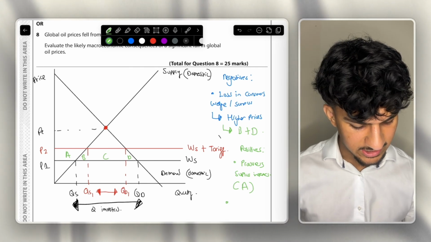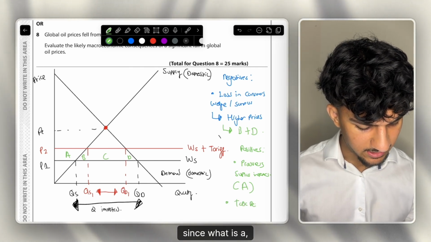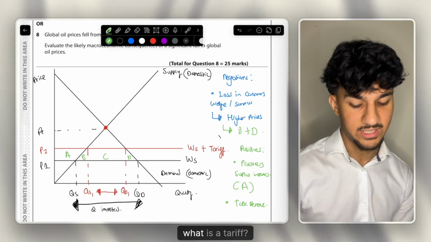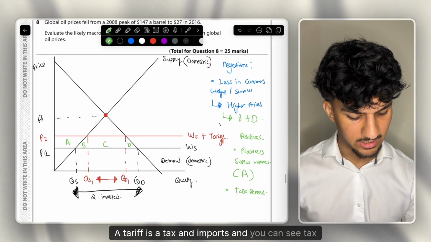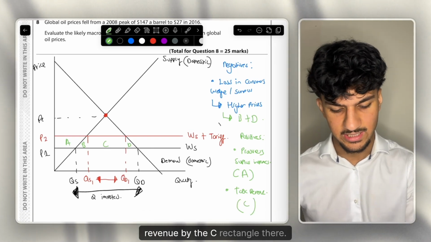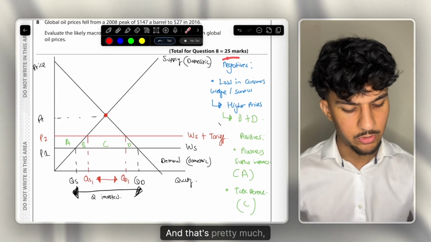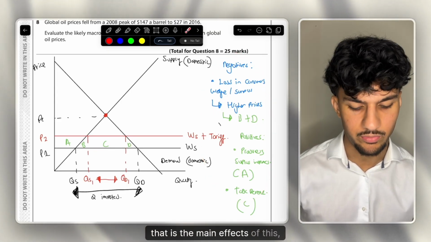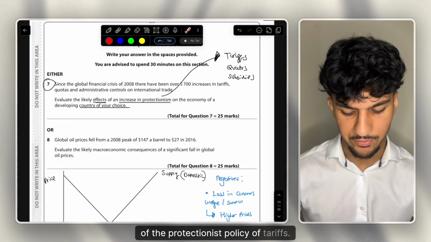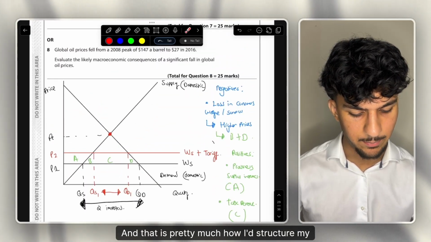And then, of course, tax revenue. Since what is a tariff? A tariff is a tax on imports, and you can see tax revenue by the C rectangle there. And that is the main effects of the protectionist policy of tariffs, and that is pretty much how I'd structure my paragraph.